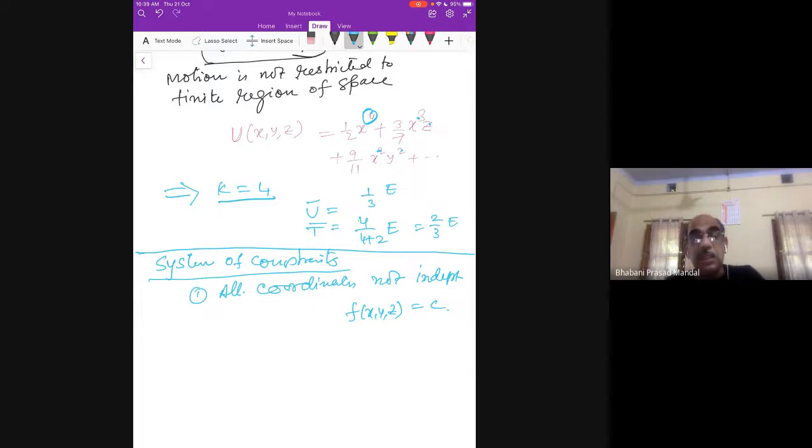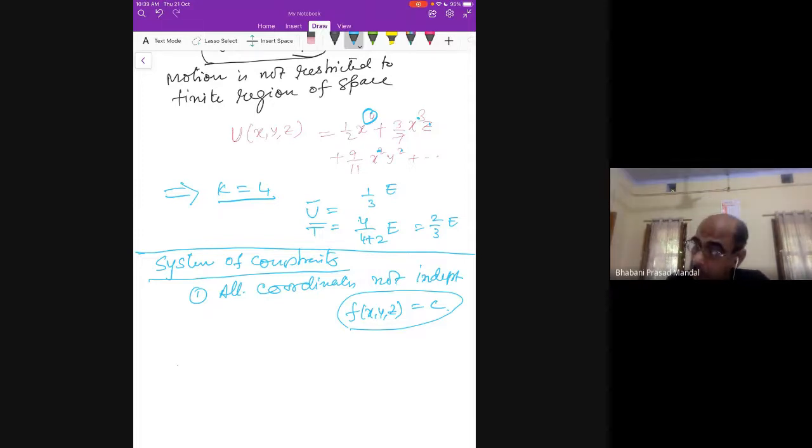But if the system has a non-holonomic constraint, or the system or this function is so complicated that you cannot eliminate all these coordinates properly, then there may be some difficulty. This is of course an algebraic problem, not a conceptual problem. Then there will be another problem.